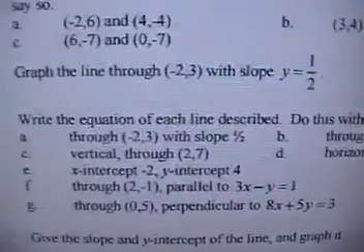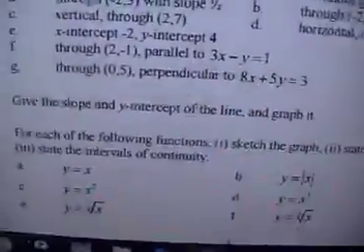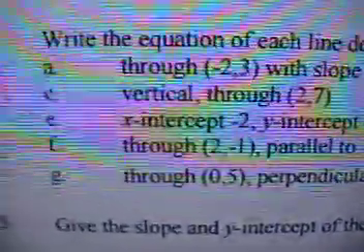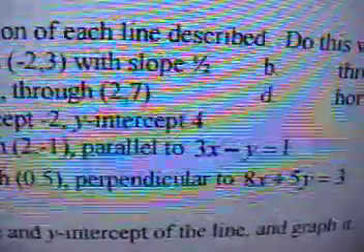Now we want to write the equation of a line. Do this without graphing. We want to go through the coordinate 2, negative 1 and be parallel to 3x minus y equals 1. So we're given one line and we want to get another line that's parallel to this one and goes through a given point.